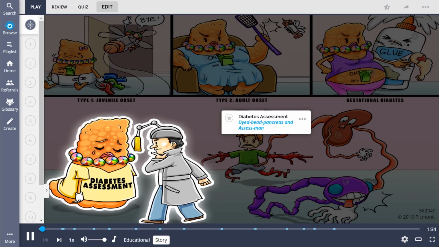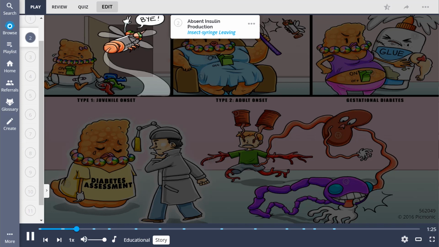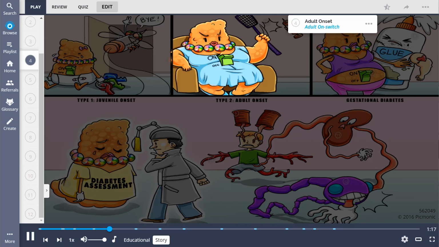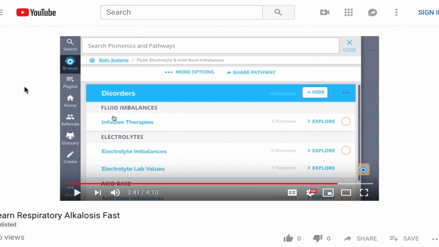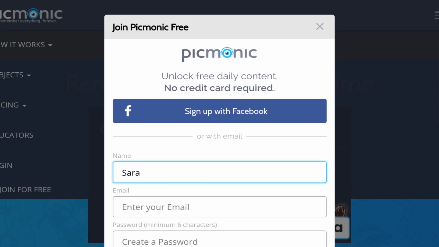This diabetes pancreas is feeling a little down on herself, so the assess man is here to get to the root of the issue. She says it all started when she was a kid. One day, her no-good insect syringe father left out the front door. He tossed her a ketone keyring to play with and said he'd be right back. It wasn't until she was a fully grown adult that he returned, and by then, she didn't want anything to do with him.